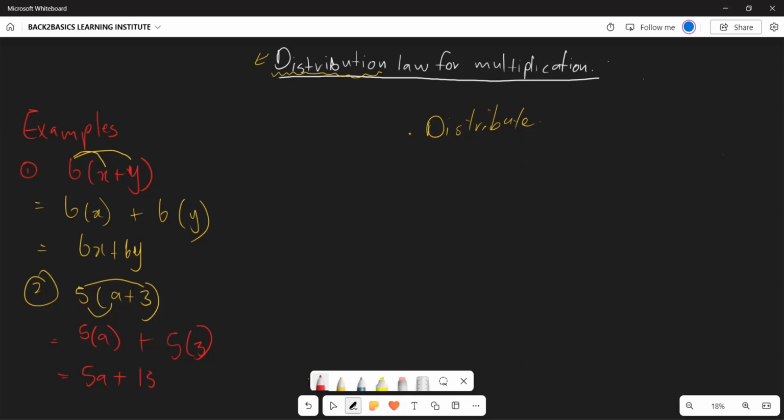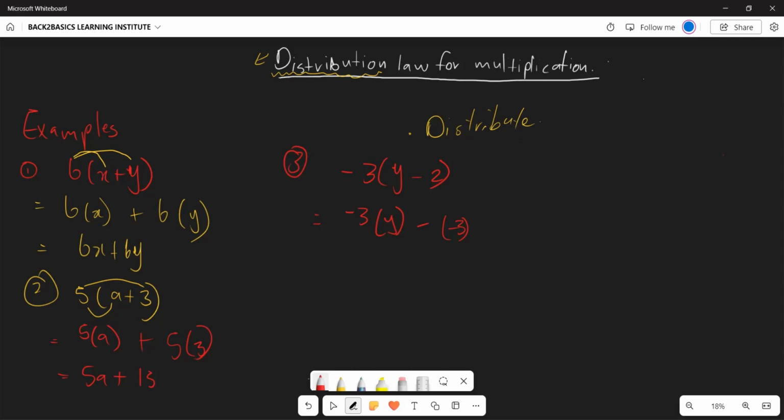This is how you are going to use the distributive law. Now let's look at example 3. Let's say you have negative 3 into y subtract 2. To multiply this, you are going to distribute. So this is going to be the same as negative 3 into y, subtract negative 3 into 2 altogether.